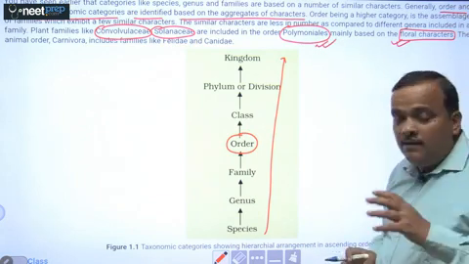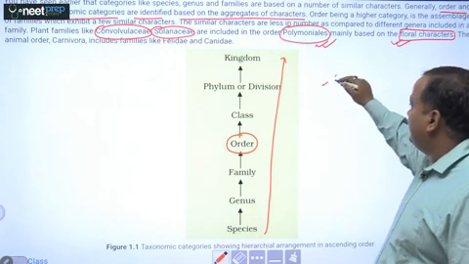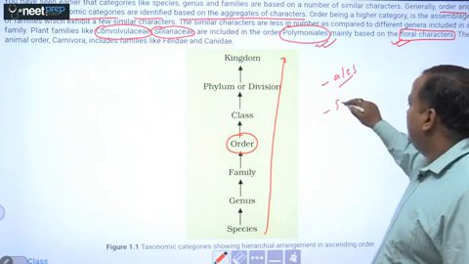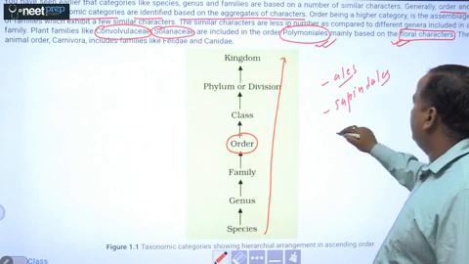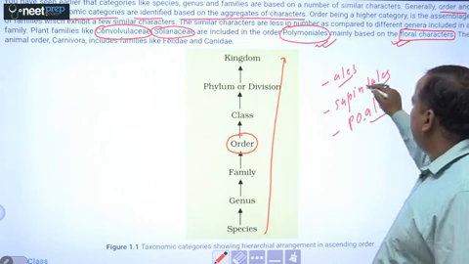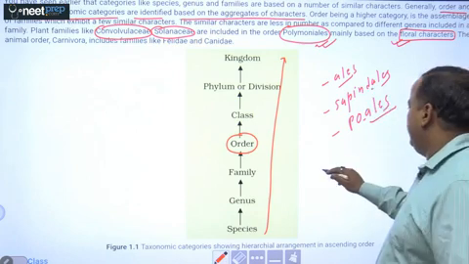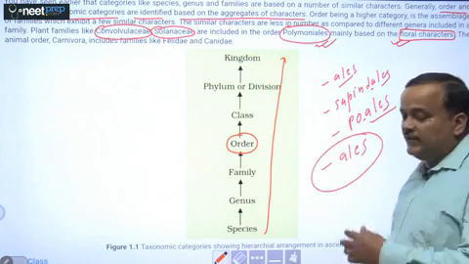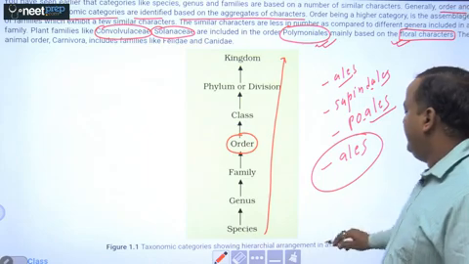Now, in case of plants, the name of an order ends with -ales: Polemoniales, Sapindales, Poales. So everywhere the name ends with -ales. This is again not explicit in NCERT, but it is implicit in NCERT. The name of an order always ends with -ales.